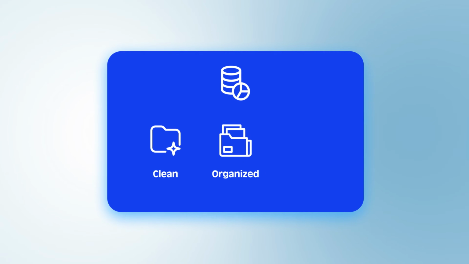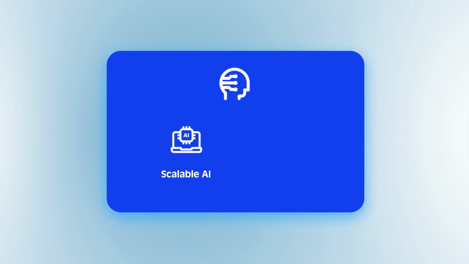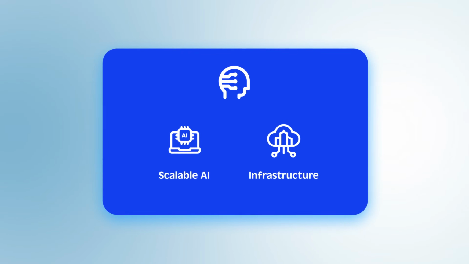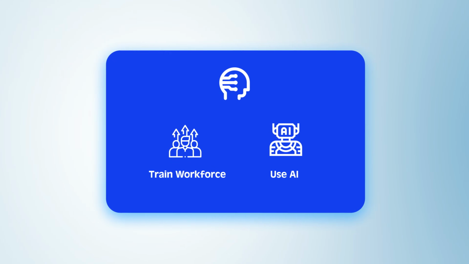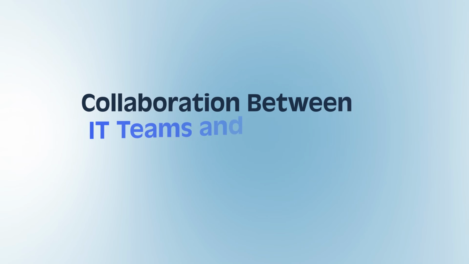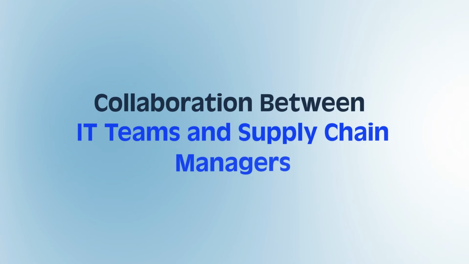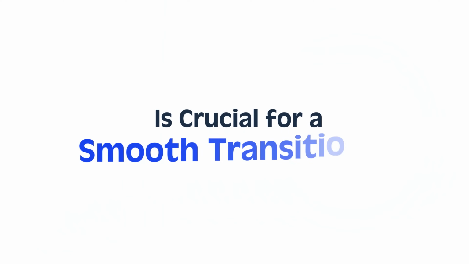To prepare for AI integration, businesses need to focus on three main areas: data, technology, and people. First, ensure your data is clean, well-organized, and accessible. Next, invest in scalable AI technology and infrastructure. Finally, train your workforce to understand and use AI effectively. Collaboration between IT teams and supply chain managers is crucial for a smooth transition.